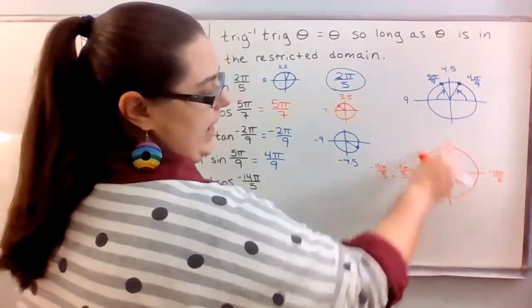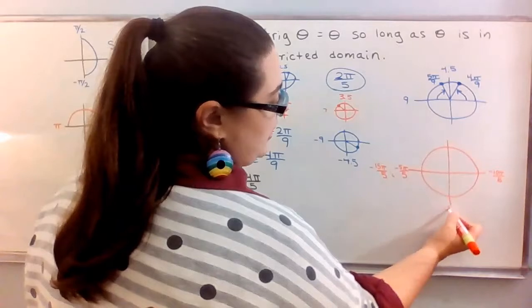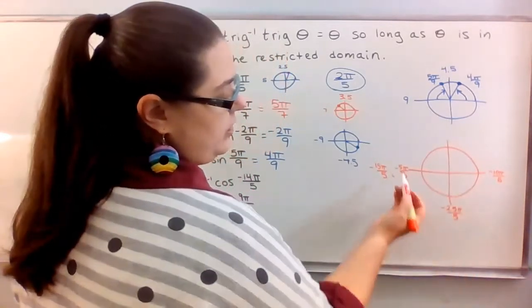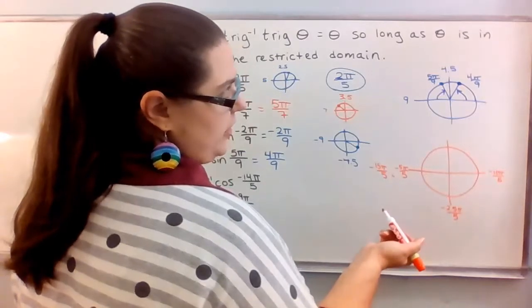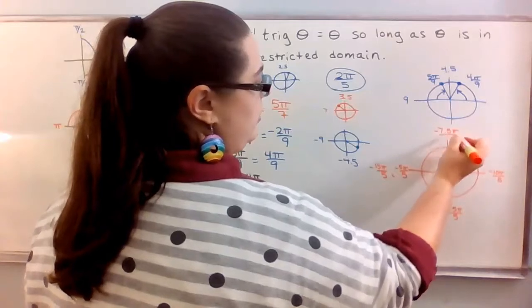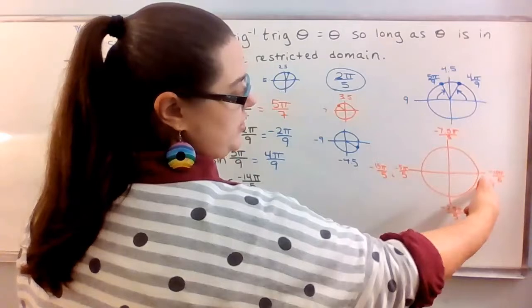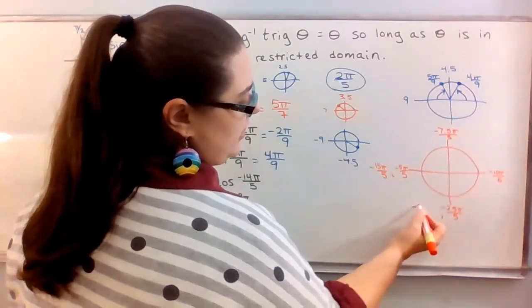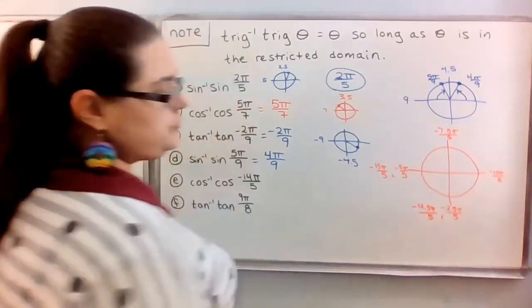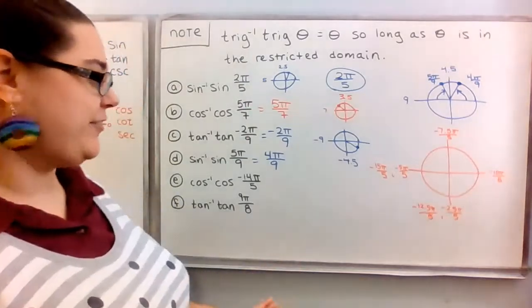When I think about the y-axis label, half of 5 is 2.5. So this is going to be a negative 2.5 pi over 5. 5 plus 2.5 is 7.5. So this is negative 7.5 pi over 5. Here's 10. So 10 plus 2.5 is going to give me negative 12.5 pi over 5. Whew. Okay, so a lot of work in figuring out where we land for this one.